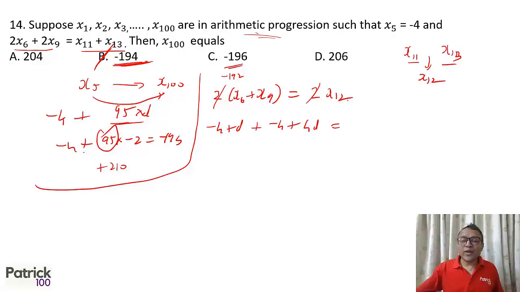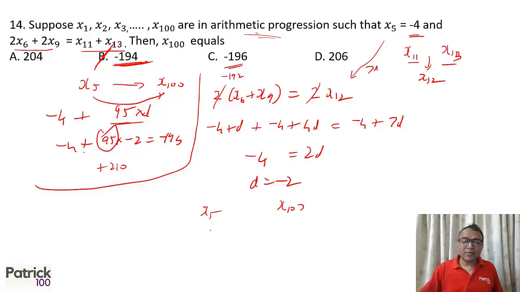When you want to go from x5 to x12, you have to add 7d. Right, 5 to 12 will be 7d. From -4, you have to add d every time, because for each next term you have to add a d difference. D is the difference. You can solve this if you look at it. Take all d together, 2d, take -4 on this side, and you will get d as -2. So when you go from the fifth term to the 100th term, you're going ahead 95 terms.